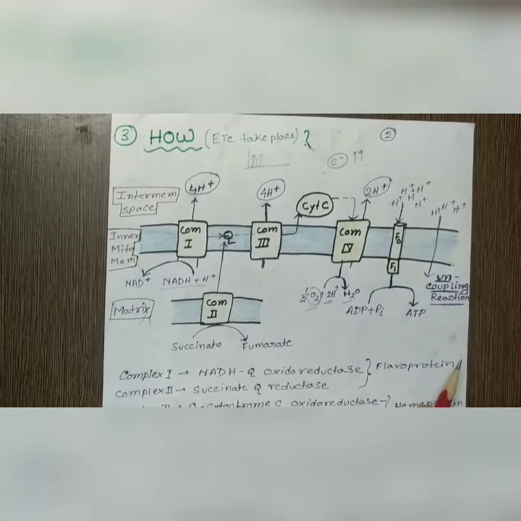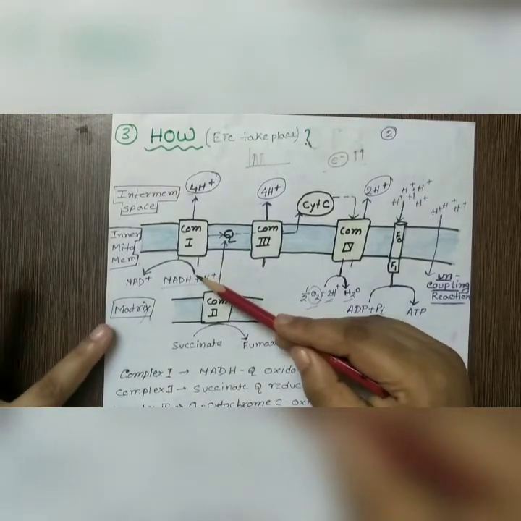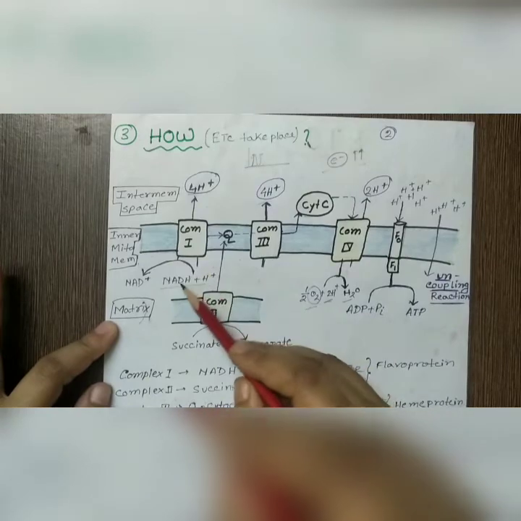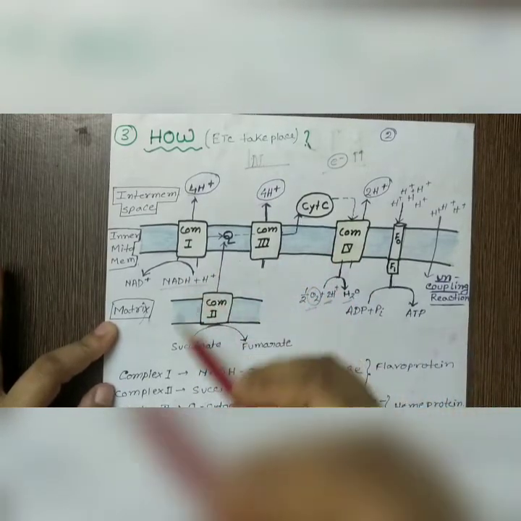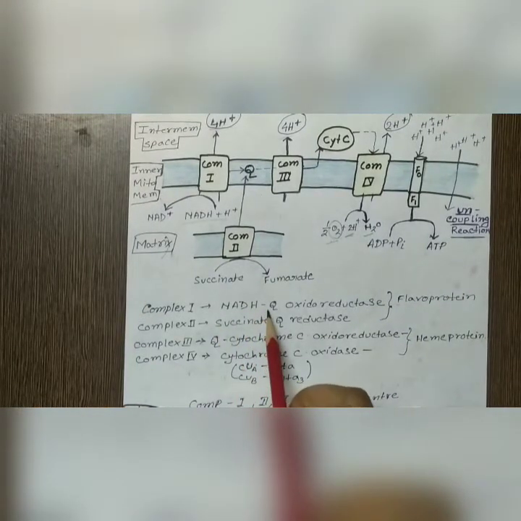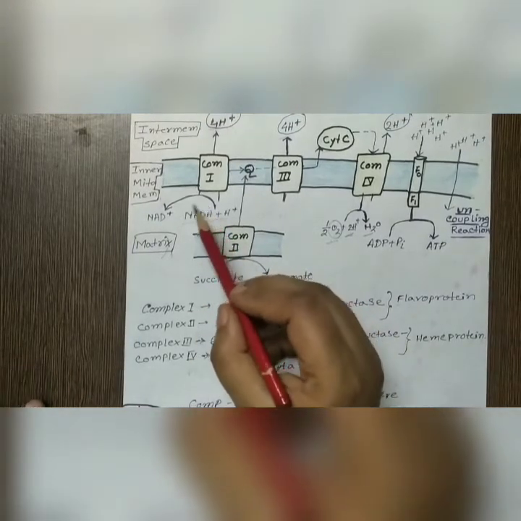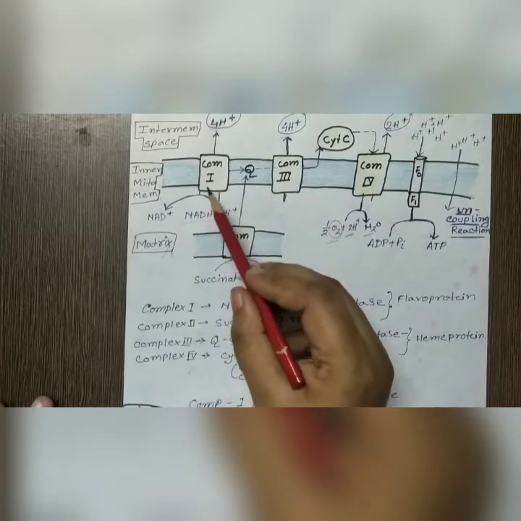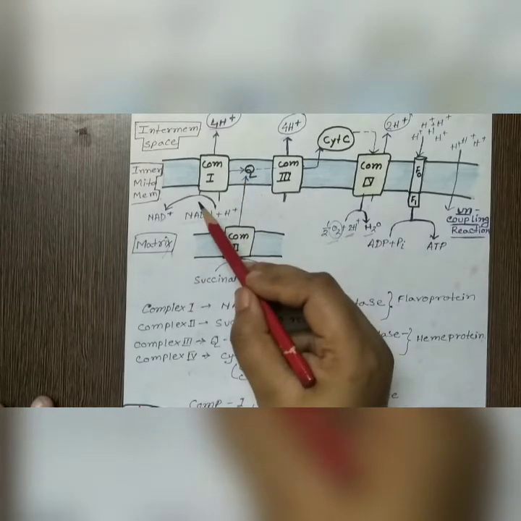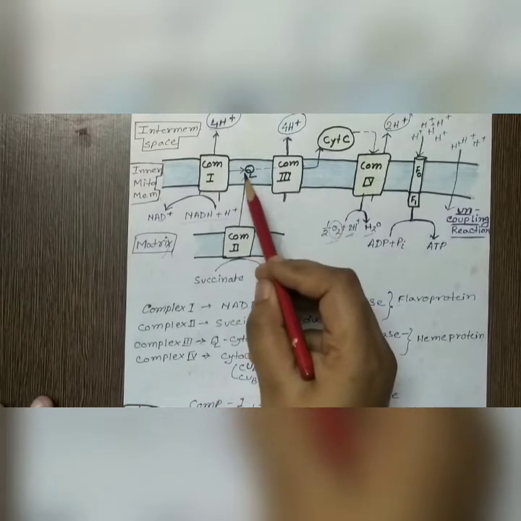Okay. So complex first is named NADH Q oxidoreductase. Now you can understand this name. As you know the whole mechanism, you can understand the names better. Complex first is called NADH Q oxidoreductase. See, NADH gives electrons to Q. NADH gives its electron, so it is oxidized. Q takes this electron, so it is reduced.